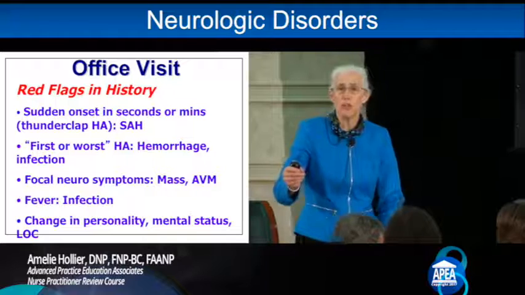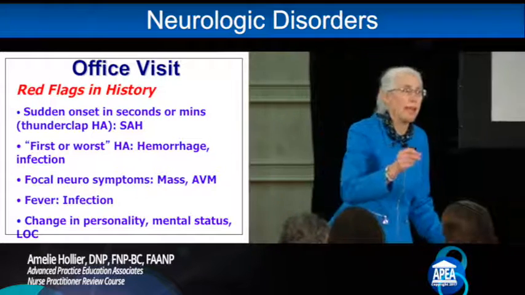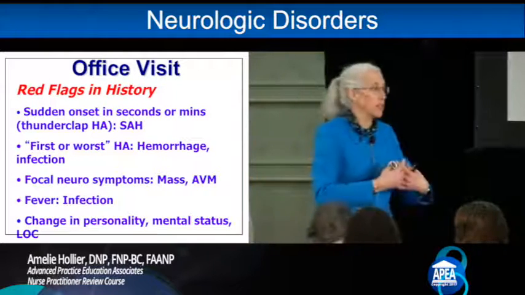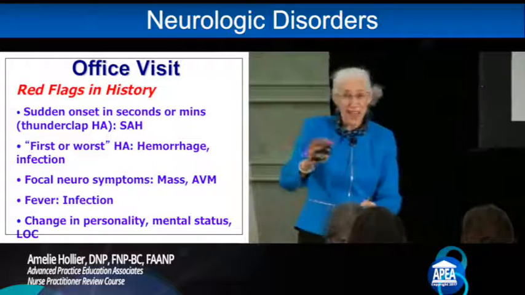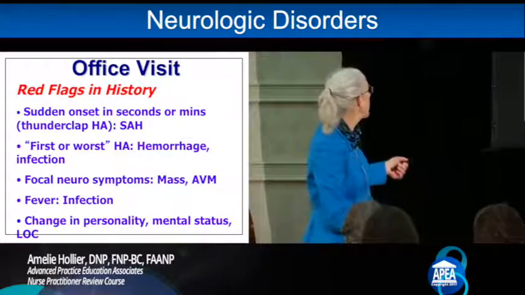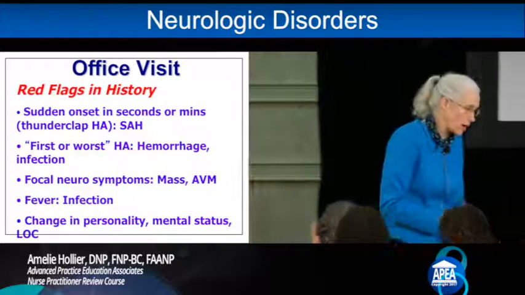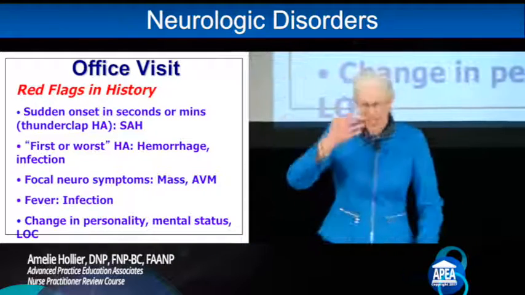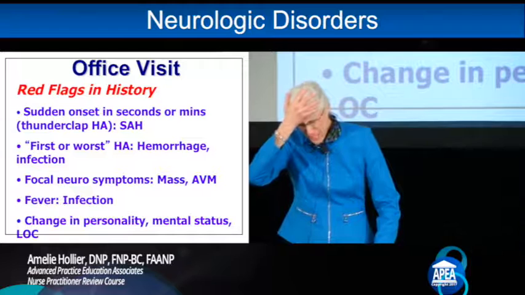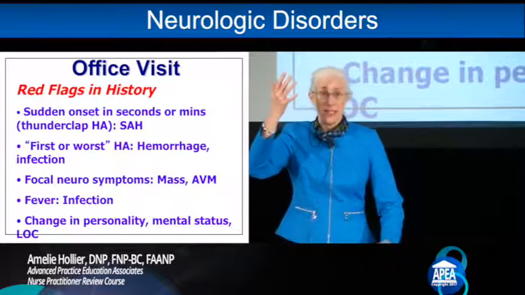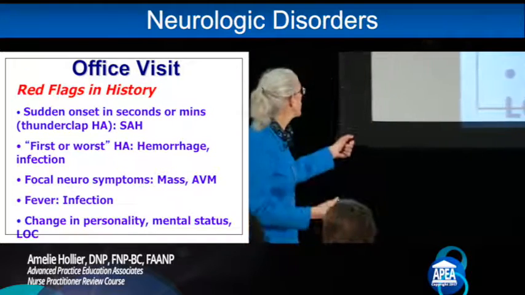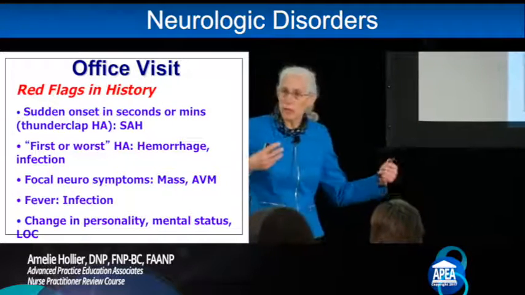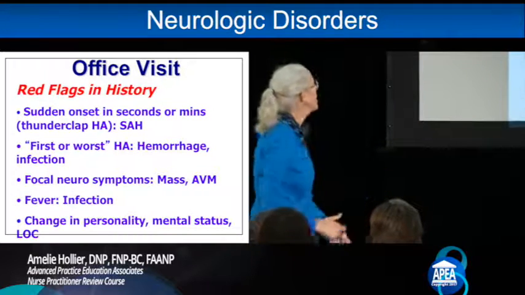And I introduced a term to you, thunderclap headache. It often is associated with an arterial bleed, something like a subarachnoid hemorrhage. That's never a good headache, a thunderclap headache. If you work the ER, you know all about somebody who comes in and says, "This is the worst headache I've ever had." That's never a good finding. So all of these are considered red flags with regard to history in a headache patient.